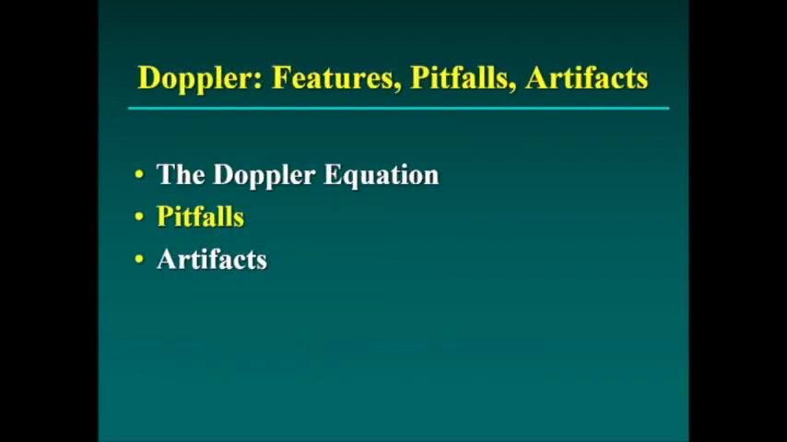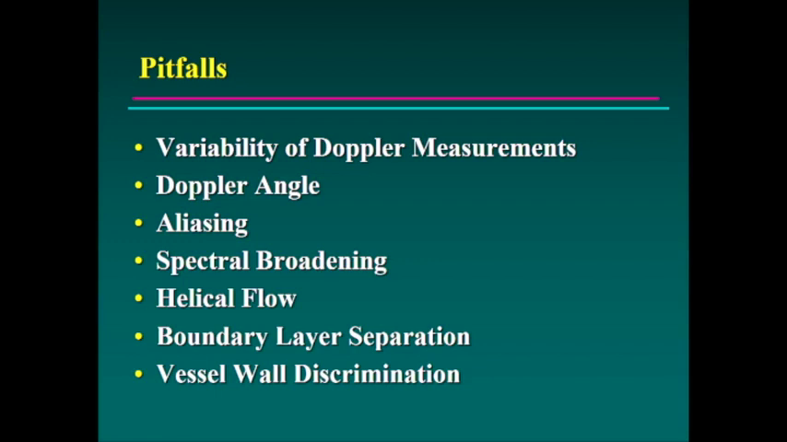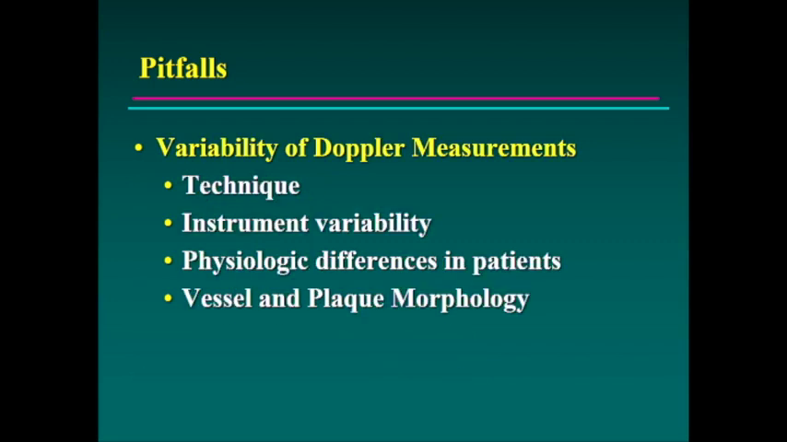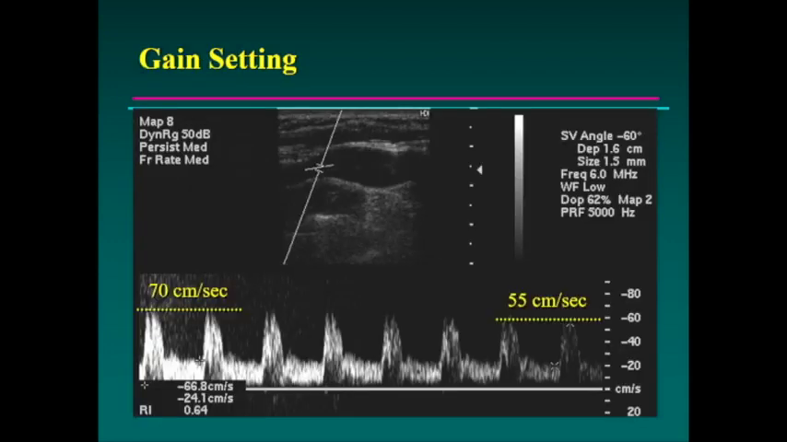So let's talk about some of the pitfalls. And these I've selected really to talk about how Doppler can be improved if you're having trouble. So there is an inherent variability of Doppler measurements. Most of it's related to technique, I suppose, but there are instrument variabilities. People have looked at different machines and shown that you can get slightly different values with different machines. There are certainly physiologic differences in patients. Then vessel and plaque morphology can contribute to some of the variability that you see.